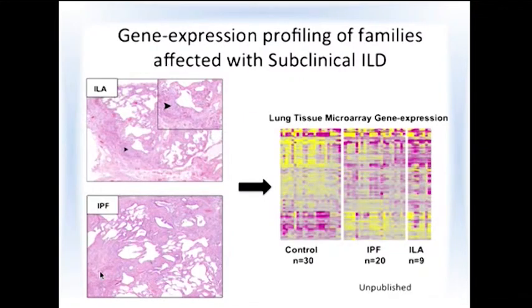And of course, I actually did some of my initial training in Naftali's lab, and so we had to do microarrays, and this microarray is just to show you that some of the broad gene expression signature changes that you see in patients with IPF, you're also seeing in patients with interstitial lung abnormalities.